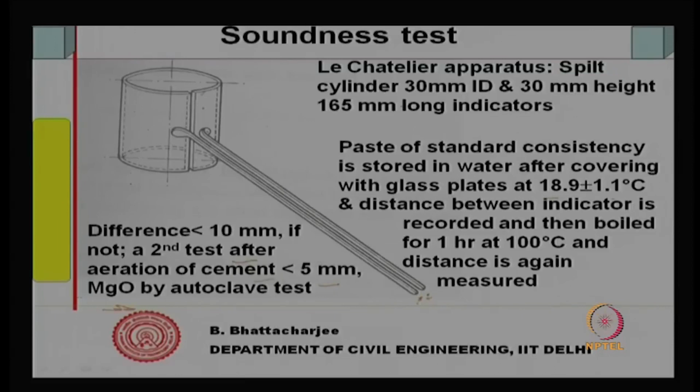Test for free magnesia is done by the autoclave test. So, you put it under pressure and high temperature, cure it at high temperature, and using that autoclave test you can determine magnesia. Not very common, but this test is relatively common.